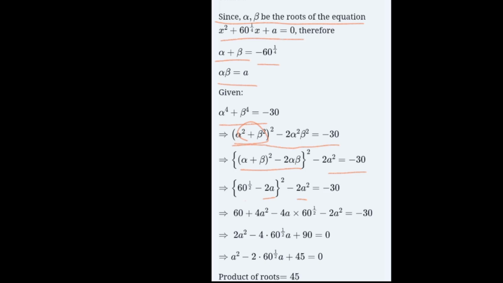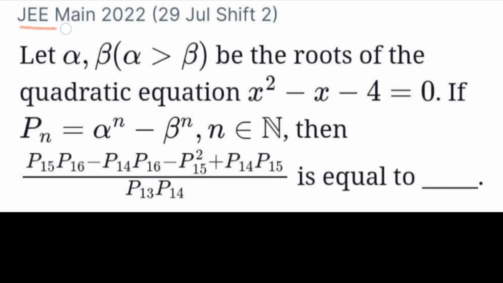Squaring on both sides, 60 power 1 by 2 whole square means 60, 2a whole square means 4a square minus 4a into 60 power 1 by 2 minus 2a square is equal to 30. Now 2a square, next 4a into 60 power 1 by 2 plus here 90 is equal to 0. Now 2 is common, a square minus 2 into 60 power 1 by 2 into a plus 45 is equal to 0. This is the equation. Now product of roots is equal to 45. The answer is 45. JEE Mains 2022.